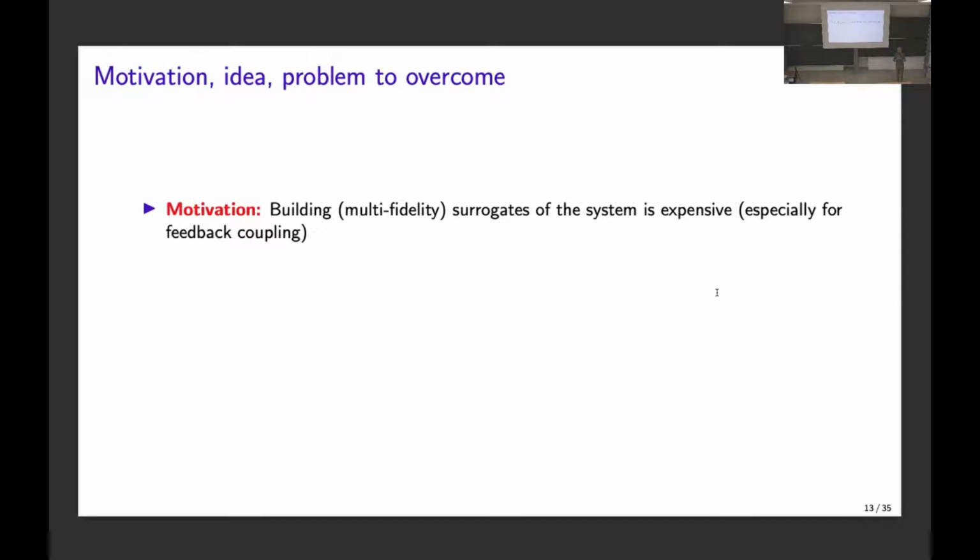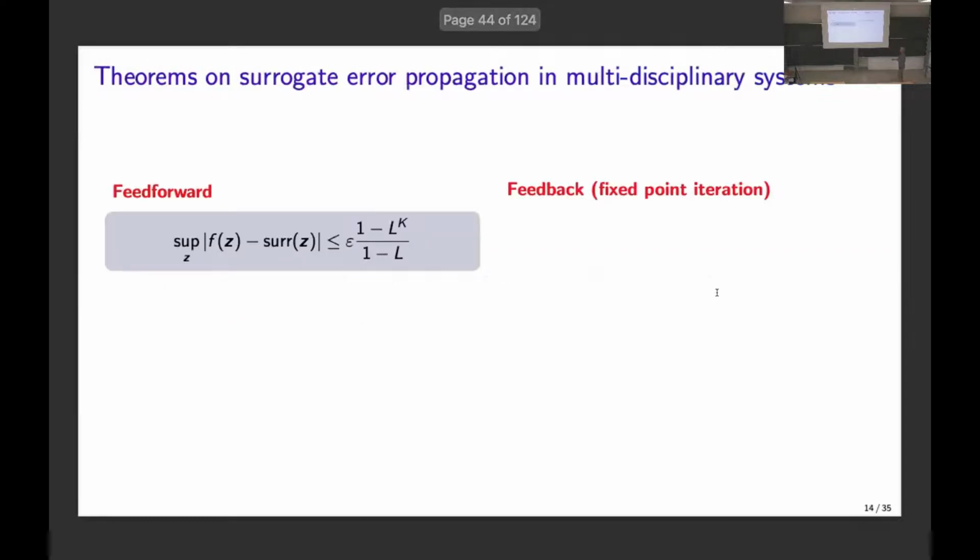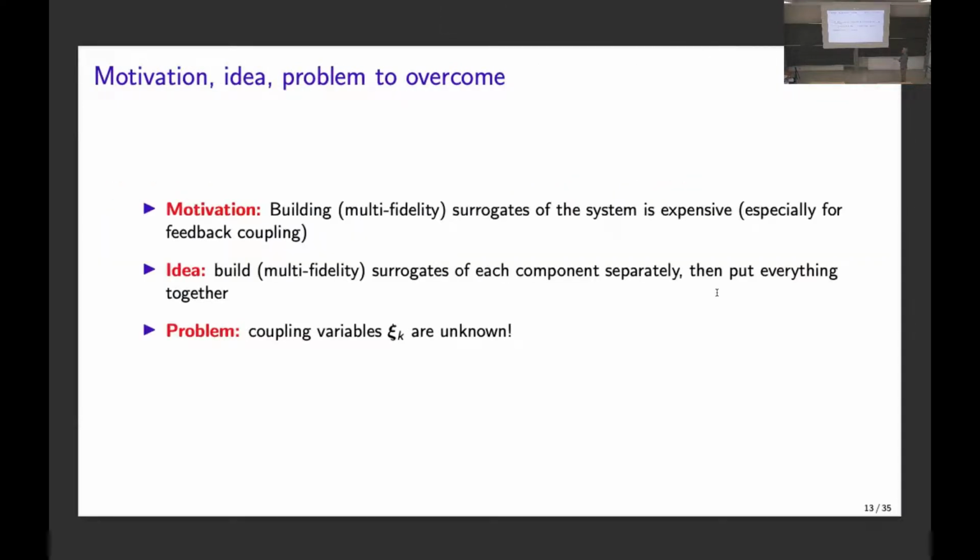So we cut open the loops. We build our surrogate model for each block, and then we put everything together. And that's the idea. The problem is if I want to put everything together, I don't know the X's. If I knew the X's, I would be able to build the surrogates of each thing, but I don't know the X's.